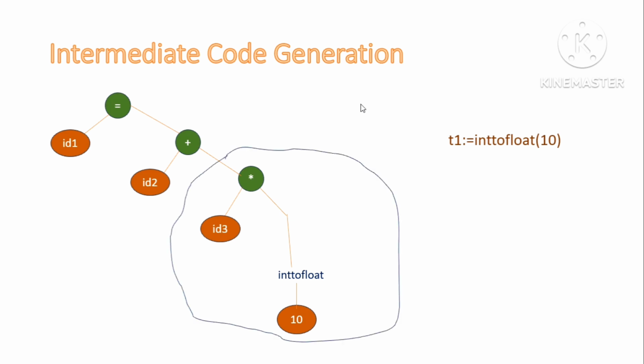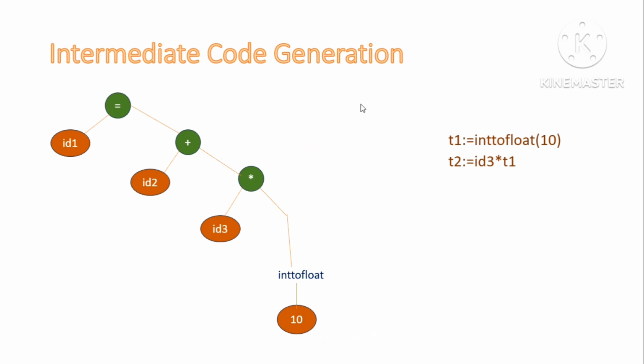So now we take this form, and then we write an intermediate code. The first intermediate code is called T1. Now we write T2, where ID3 is multiplied with the converted value of 10 that is already stored in T1. So we are writing it as T2 equal to ID3 star T1. Now we go to the next step.